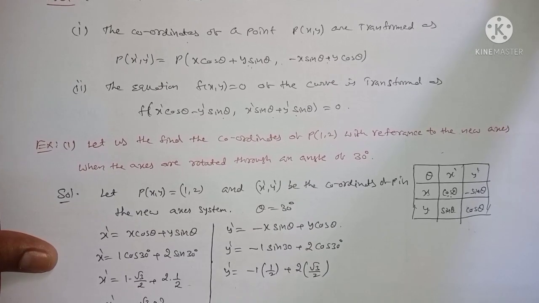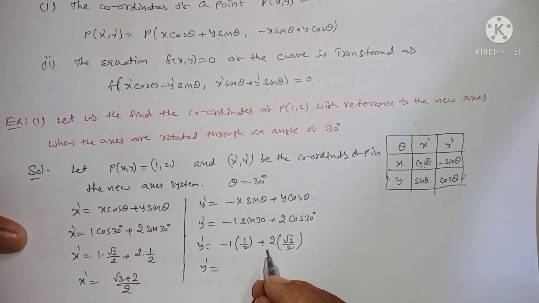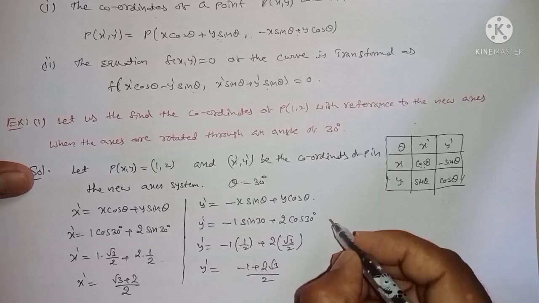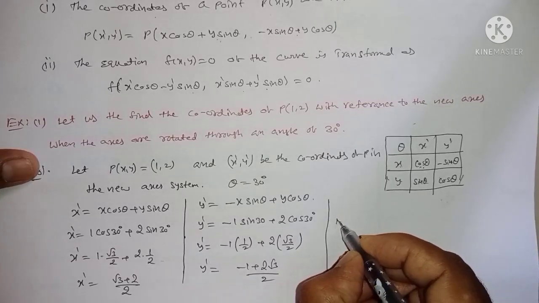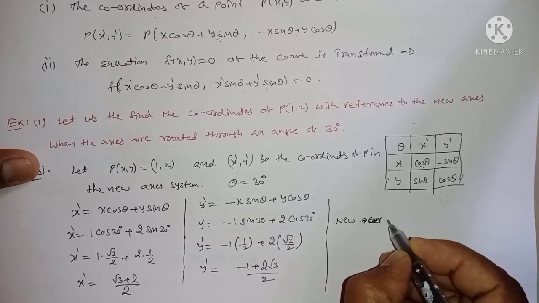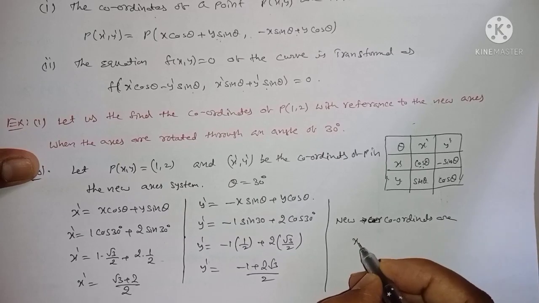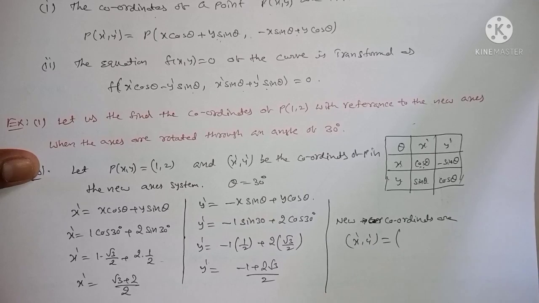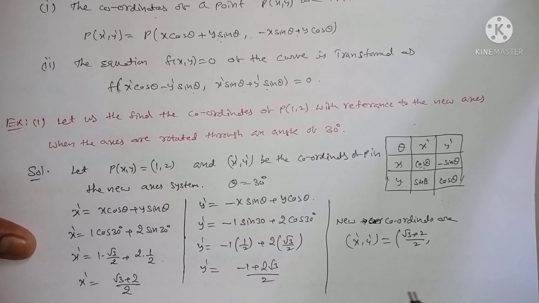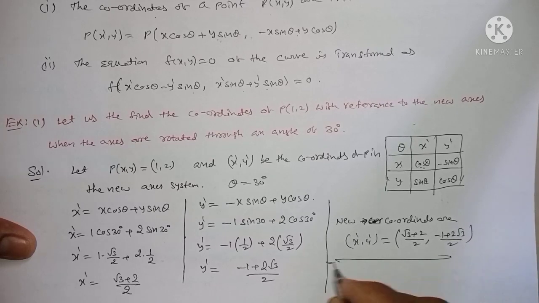y dash is equal to minus 1 plus 2 root 3 by 2. Therefore the new coordinates are x dash comma y dash is equal to, x dash is root 3 plus 2 by 2 comma y dash is equal to minus 1 plus 2 root 3 by 2. This is the answer. Okay.